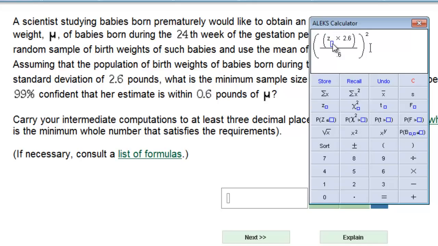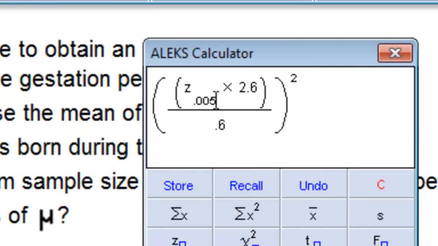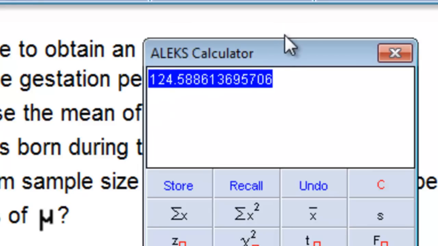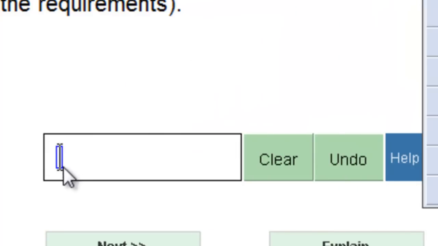Okay, so the only thing I have to do now is figure out what I put in for alpha over 2. Well, if I want 99% confidence, that leaves me with 1% uncertainty, which when I divide by 2 is 0.5%, so 0.005 is what I put in there. And this will give me my sample size. Of course, whatever it is, I'm going to round it up to the next integer unless they tell me different. In real life, that would tell me I need 125. Even if it was 124.2, that tells me that 124 is not enough necessarily, so I have to say 125. So I'm going to put in 125. It's pretty easy.